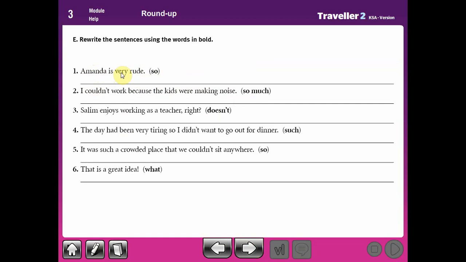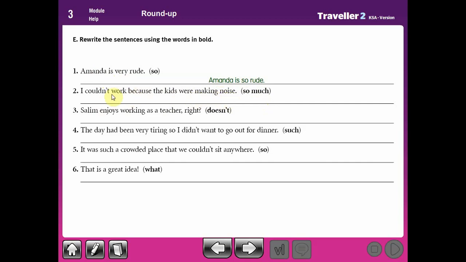So very, we will replace very with so. That's very simple. Amanda is so rude. That's very good. I couldn't work because the kids were making noise so much, right? So where can we use so much here? We will use it before making noise. So the kids were making so much noise, right?